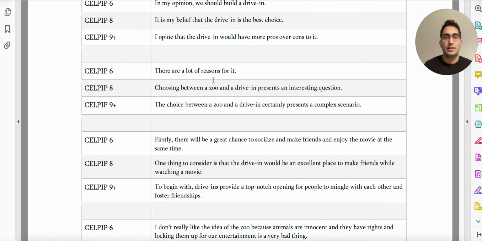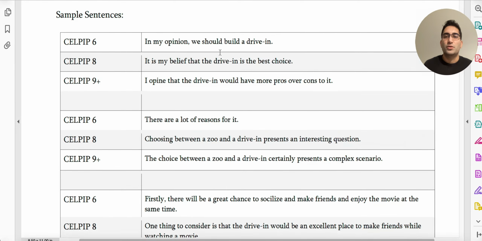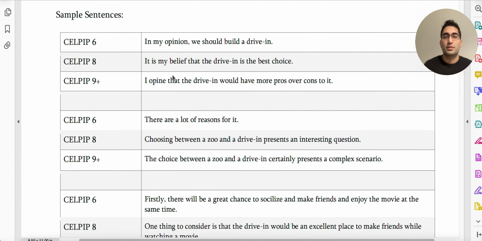But for example, look at Sample 6. It says, "In my opinion, we should build a drive-in." Very simple sentence. Sample 8 would be, "It is my belief that the drive-in is the best choice." Not bad, but best is still a basic word. Belief is still a basic word. It's a longer sentence than this one, which makes it more complex, but it's still with basic vocab. Now this one is the longest sentence among the three, and complex vocab, and that brings it to a level 9. Note that none of them have grammar mistakes. So why would you score 6 if you have no grammar mistakes? Because you have bad or basic vocab.